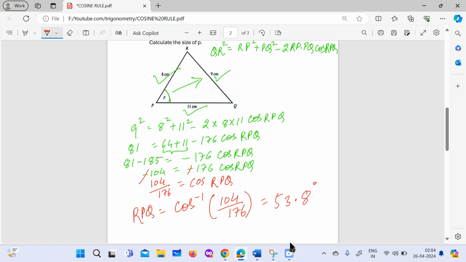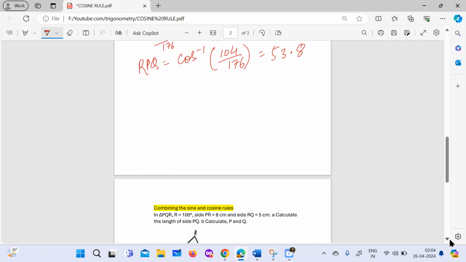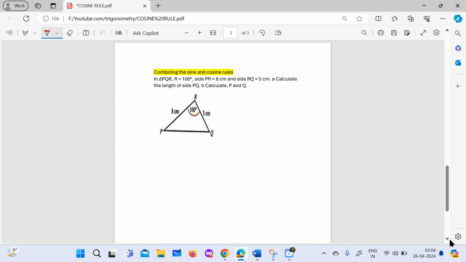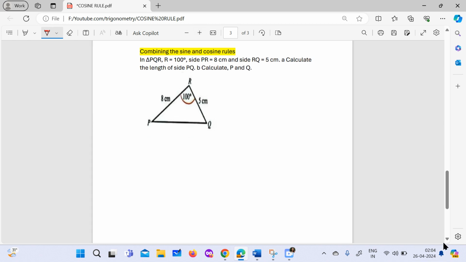53.8 degrees. So in cosine rule, the only thing you have to remember is to find which side is referring which angle. If you input all the values correctly here, you will never make any mistake. Now here is another example, which is a combination of sine and cosine rule.